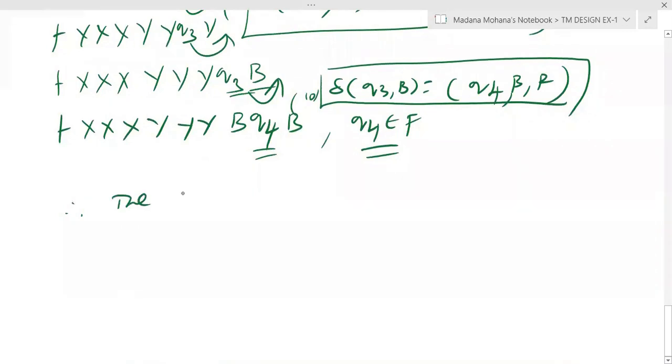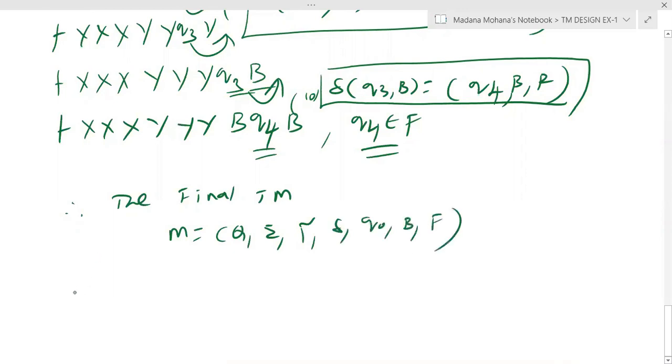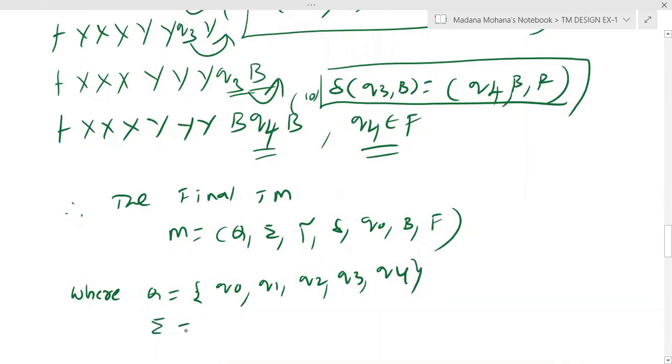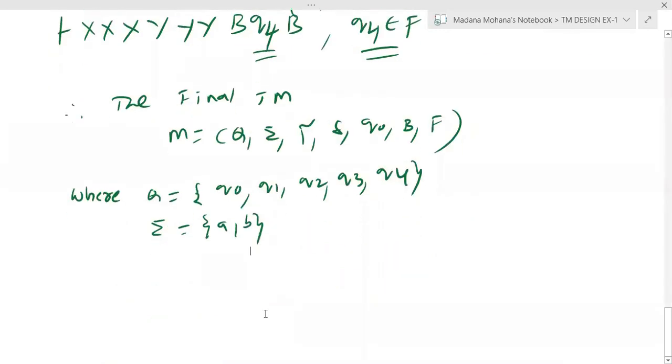Therefore the final Turing machine M equals, write down all the tuples: Q, sigma, tau, delta, Q naught, blank, F. Now write down all tuples here, where Q equals, what are the states we considered? Q naught to Q4: Q naught, Q1, Q2, Q3, Q4. Then what is sigma? The given string is a combination of A's and B's. Sigma equals A comma B. Then tau equals sigma union blank, so tau equals A comma B comma blank.